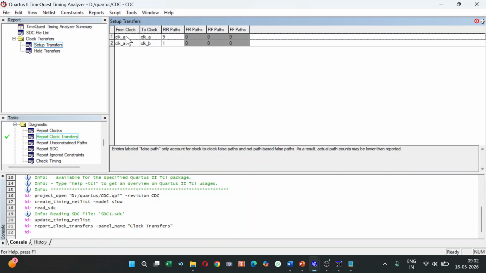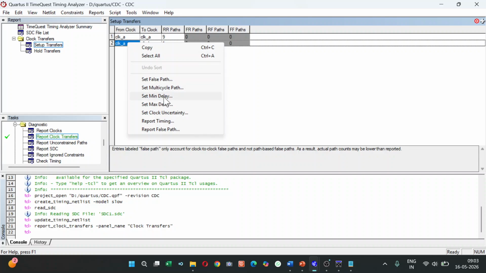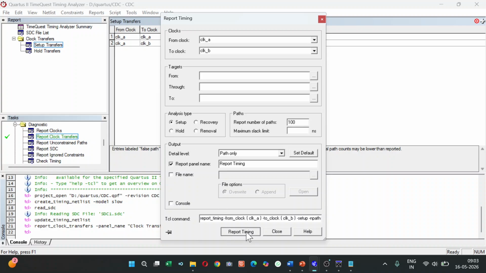Here you can see in the first line from clock A to clock A, and in the second column from clock A to clock B. RR path means rise to rise path, FR path means fall to rise path, RF path means rise to fall path, and as you know, FF path is fall to fall path. Now we have to open the report for this, so we will go to report timing and click.